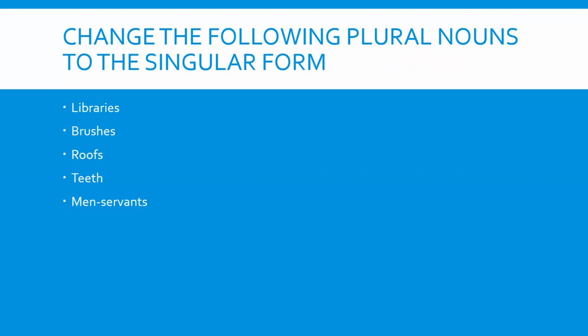Change the following plural nouns to the singular form. This is easier to do, isn't it? Libraries, brushes, roofs, teeth, men servants. How do you change these words? Make them singular. Easy? I bet it is. Check your answers. The first one is library, brush, roof, tooth, manservant. Got it? Want to do some more?